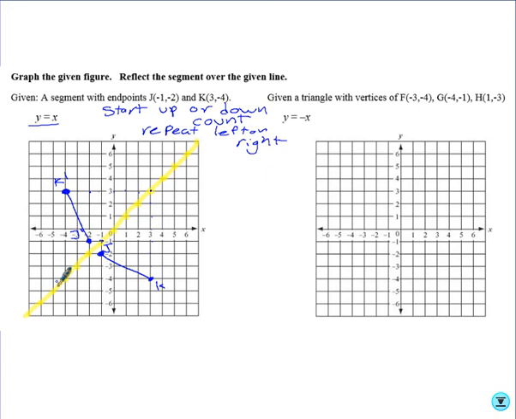All right, let's take a look at this last one. We're going to graph the triangle. So let's graph these points here. -3, -4, that's F. G is at -4, -1. That's G, and H is at 1, -3. And we are reflecting this over the line y equals -x.